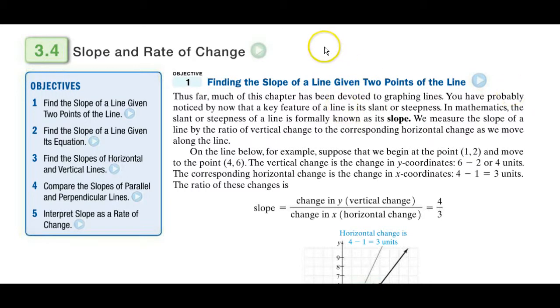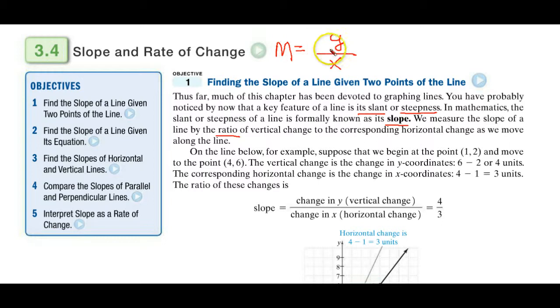So far we've been graphing lines, and then they describe that the line, when we look at its slant or steepness, we describe it as slope. And what slope is, is a ratio, which is a fraction, of vertical change, which is your y units, corresponding to horizontal change, which is your x units. And we use the letter M to designate slope.